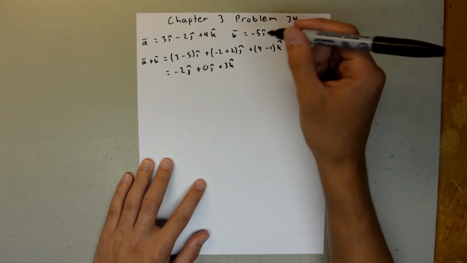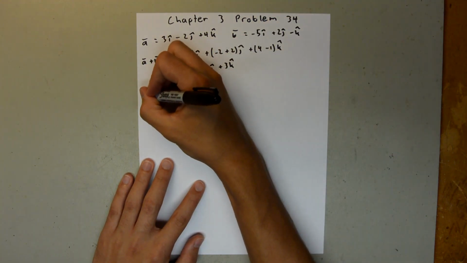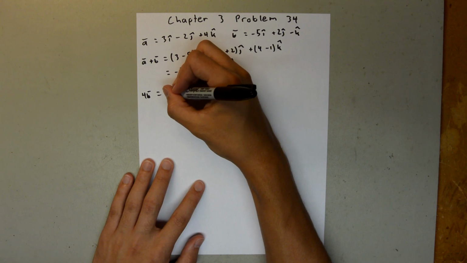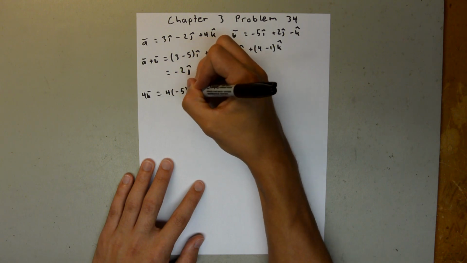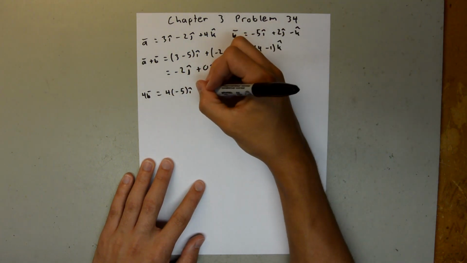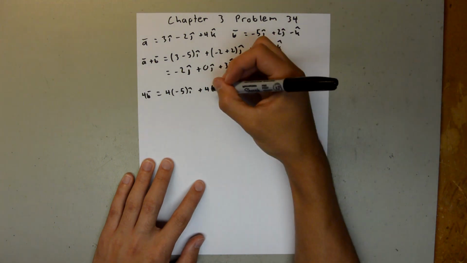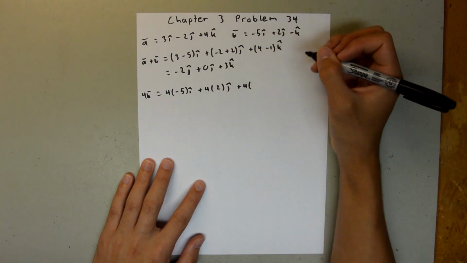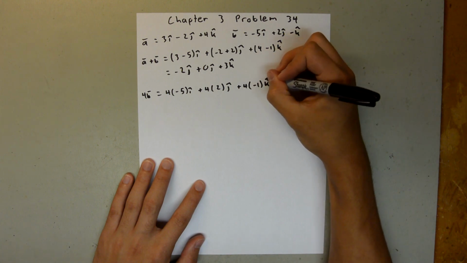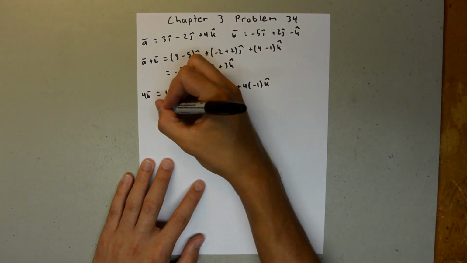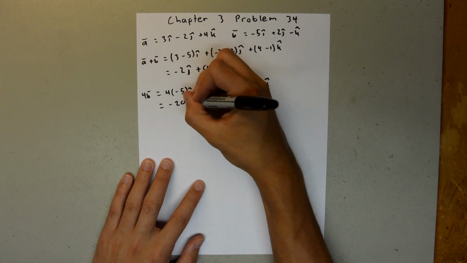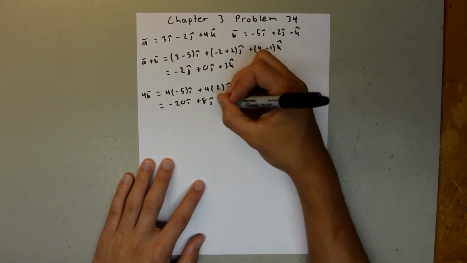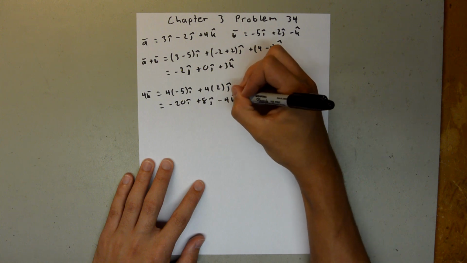And so now we need to find 4 times B. So 4 times B is going to be equal to 4 times negative 5 i hat plus 4 times 2 j hat plus 4 times negative 1 k hat, and that is going to become negative 20 i hat plus 8 j hat minus 4 k hat.